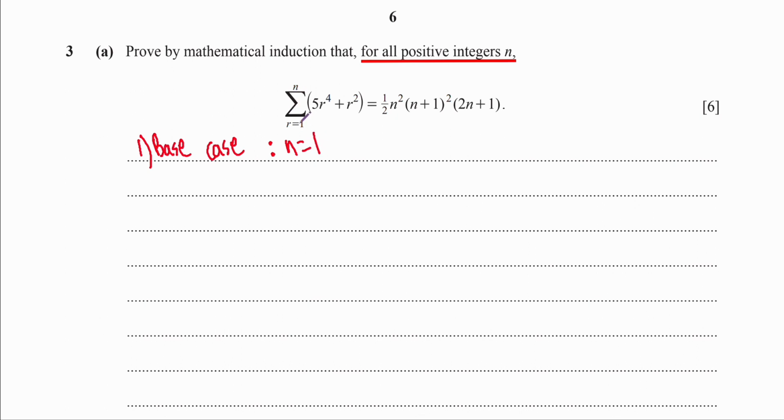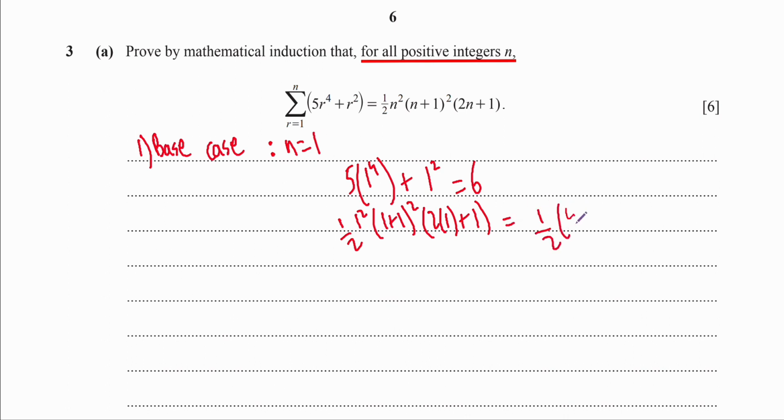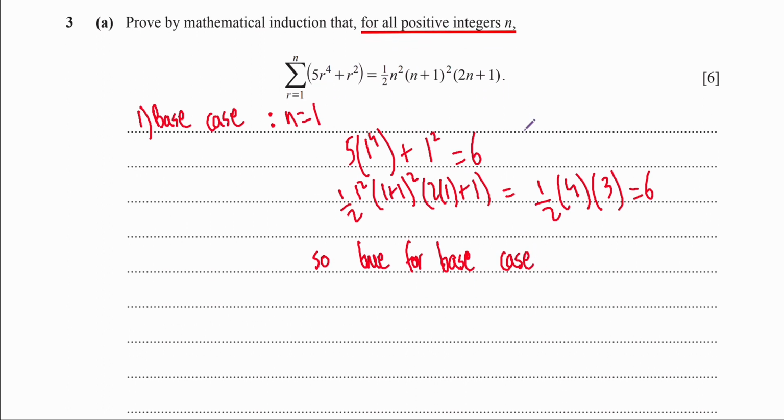When n equals 1, we have the sum from r equals 1 to 1. So that's just 1. So we have 5 times 1 to the 4 plus 1 squared, which is equal to 6. And over here we have a half times 1 squared times 1 plus 1 squared times 2 times 1 plus 1, which is equal to 1 over 2, and then we have 4, and then we have 3, and this is equal to 6. So now we can see this is true for the base case, right? Because the left hand side and the right hand side both match up. When you put n equals 1, you get 6 on the left hand side and you get 6 on the right hand side, so that works.